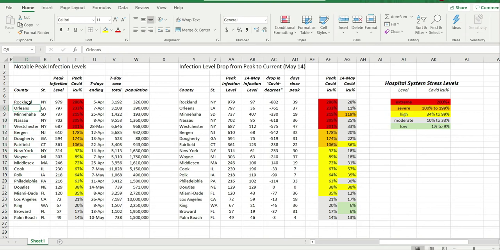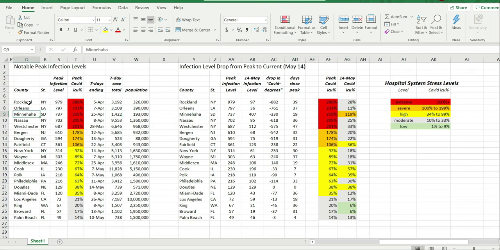All right, then you can look at Orleans. That's, of course, New Orleans. The deal with the Mardi Gras, which was on February 25th, and then 6 weeks later, Orleans County became the second highest peak that we've seen, 797 degrees. Again, they're down greatly. They're almost ready to go into the low category, so they've done a great job of social distancing and behaving properly.